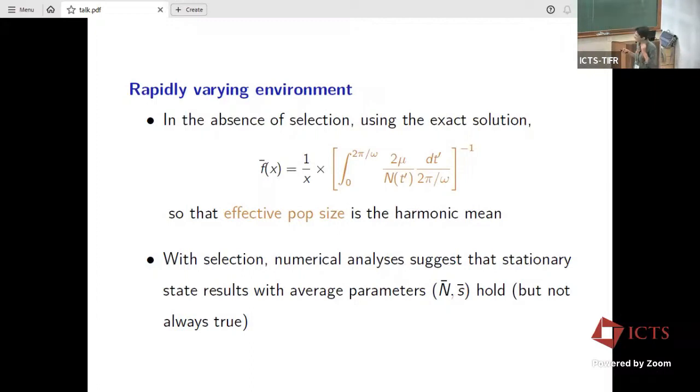The selection, we tried a few things, but it did not quite work out. The few things that we tried were not working very well. So I don't have a good understanding of that part in the fast changing environments.